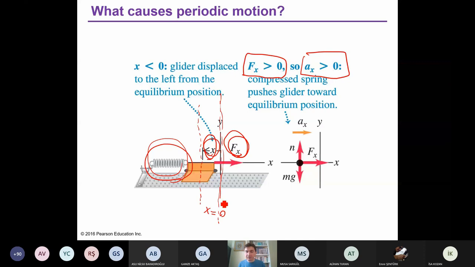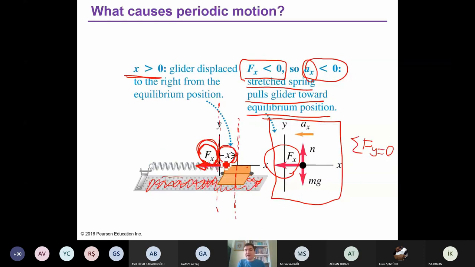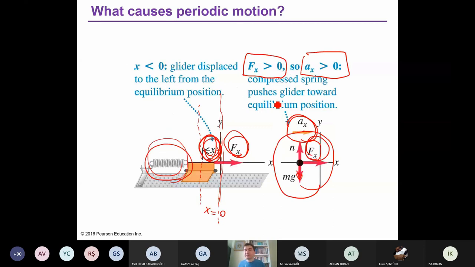So then what about the free body diagram here for this condition? This is the weight of the glider, mg, downward, and we have normal force upward. They are equal to each other, and the net force along the y-axis is zero, and we only have the Fx force applied by the spring along the positive x direction, and both acceleration and force are in the same direction if the x is negative. So look at the first condition. If the x is positive, then both Fx and ax are negative. Okay, so due to this force applied by the spring, we will have a periodic motion.